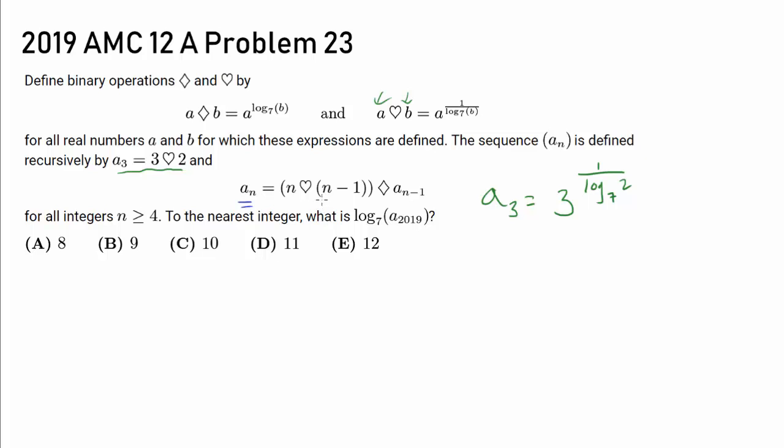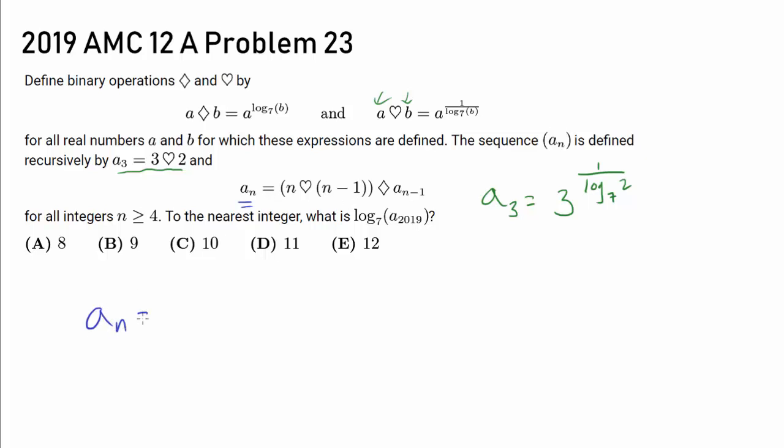Well, if you're anyone like me, I don't want to work with diamonds and hearts. I want to work with logarithms because logarithms is what I'm used to. So let's start by rewriting this expression in terms of logarithms and see if we can simplify the expression or derive any meaningful property from the resulting expression.